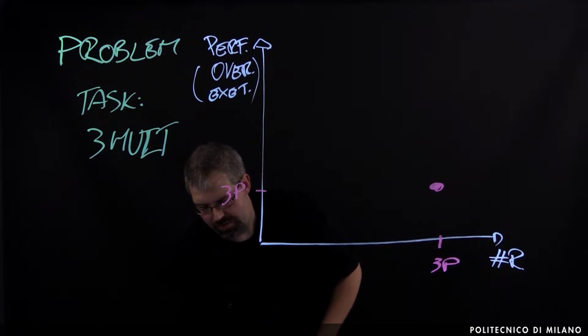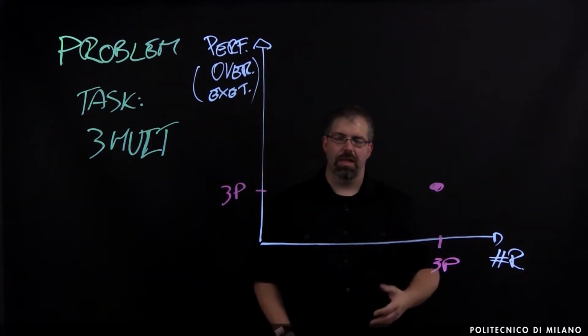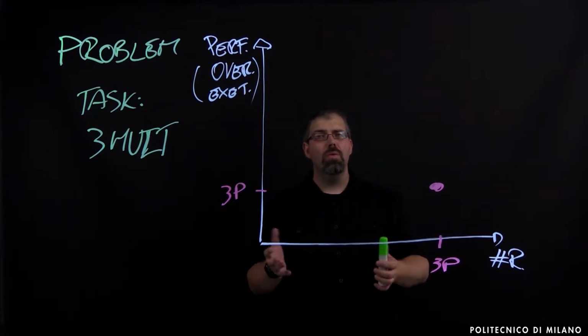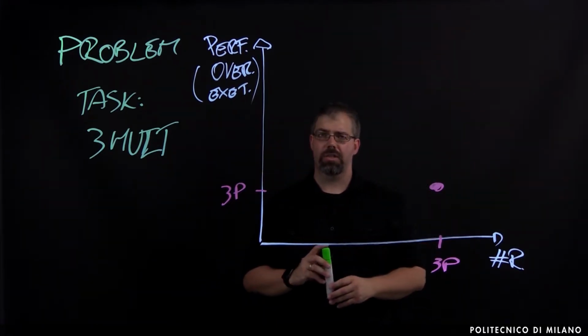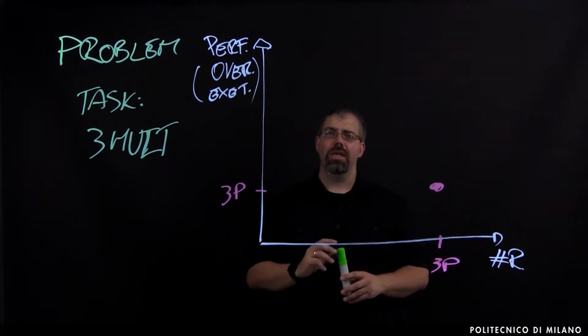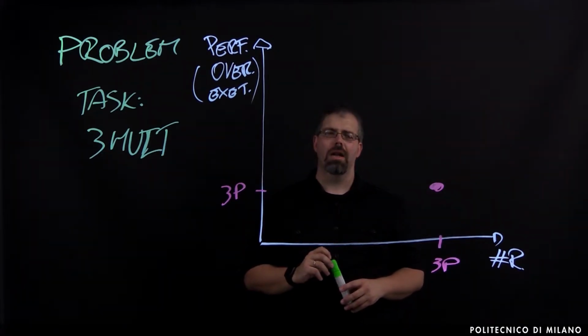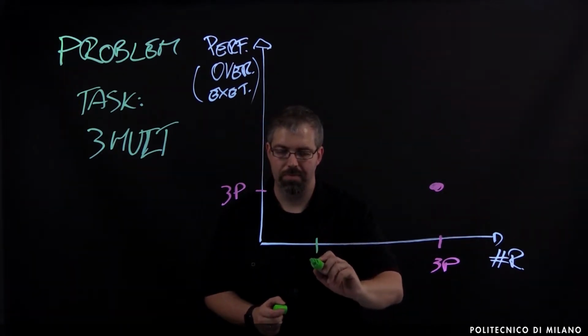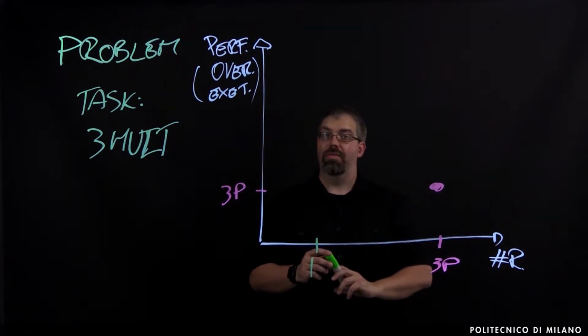Now, what if we're going to have something different? And in saying this, I mean that we may not be willing to use all the resources available, so we're going to constrain it. And instead of having the 3 multiplications executed in parallel, we're going to have just 1 multiplication implemented on our device.